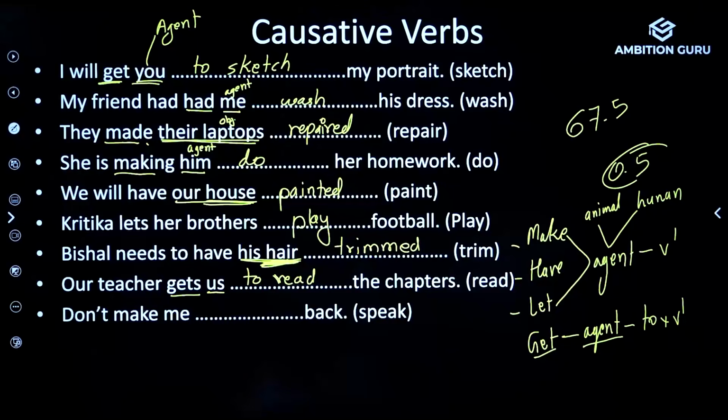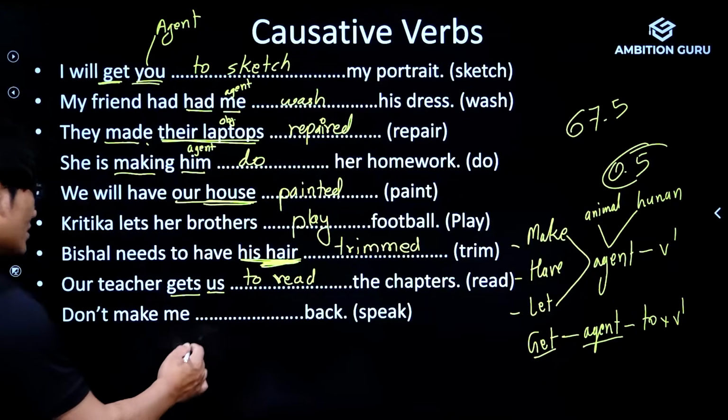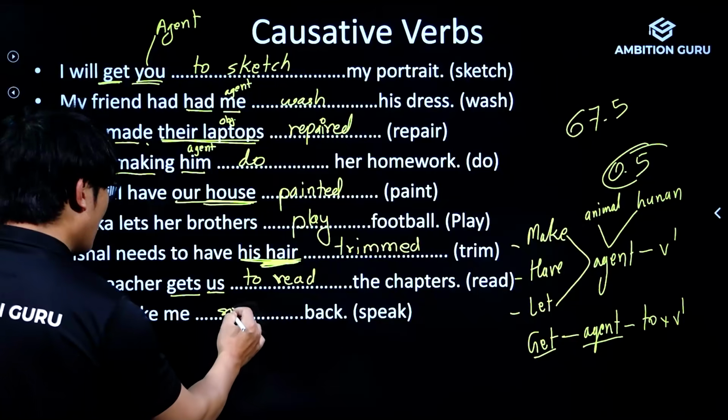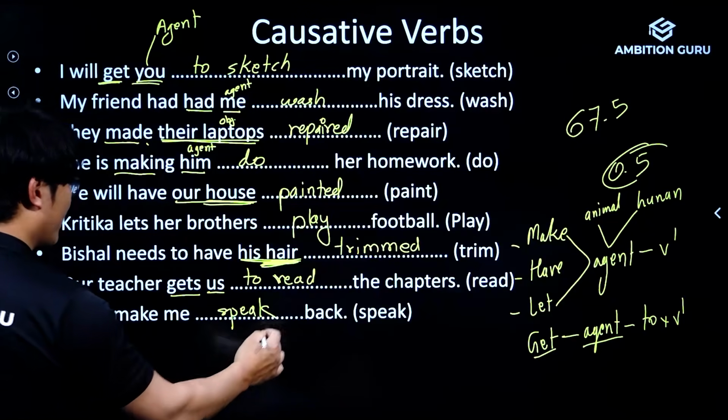Okay, next. Don't make me... In the bracket you can see "speak." Don't make me to speak back. Don't make me speak back. Don't make me spoken back. Which is right? Yes, here should be direct verb 1. So speak. Don't make me speak back.